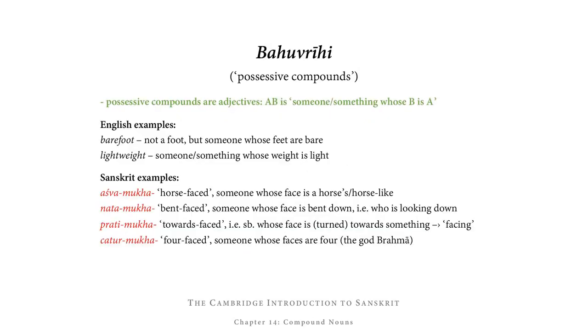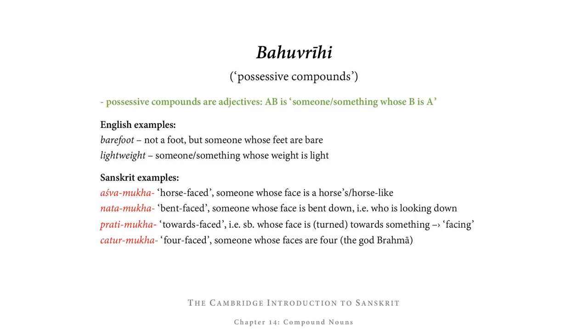Next up are bahuvrihis, or so-called possessive compounds. Possessive compounds are all adjectives of a bahuvrihi consisting of the members A, B. The meaning is someone or something whose B is A. Rather abstract, so let's look at a couple of examples. In English, barefoot is not a foot that is bare, but someone whose feet are bare. And lightweight is not a light weight, but someone or something whose weight is light. So if barefoot is AB, then the meaning is someone whose B, whose foot or feet, are A, namely bare.